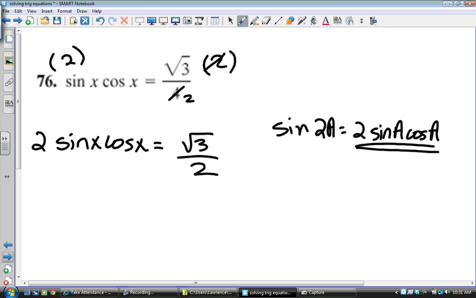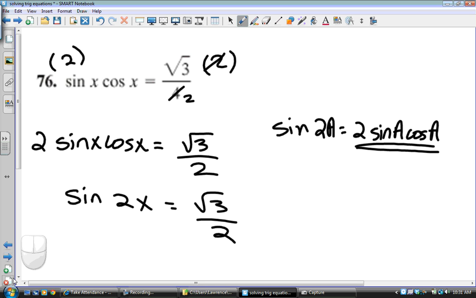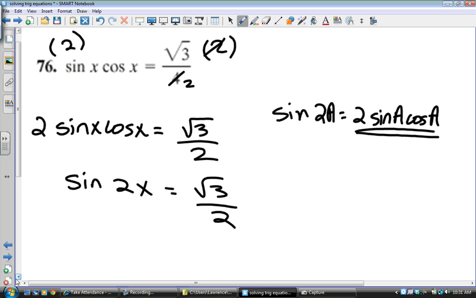Now we can use that double angle formula. So instead of writing there 2 sine x cosine x, what can I put in place of that? Sine 2x. Now, I don't really like that, even though I've got the problem pretty much solved. What's wrong with that? That looks fairly simple from here now.